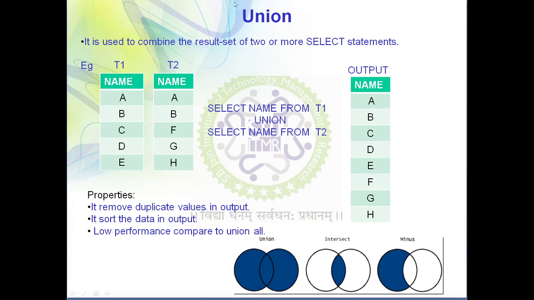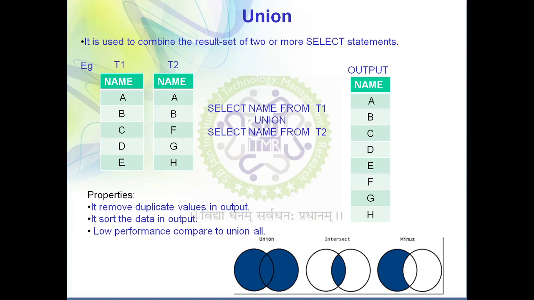So you need to understand the properties of the union operator. It removes the duplicate values from the output. So in this case A and B are not repeated. Second, it sorts the data in the output. Here you can see your data is sorted in a particular order, say in ascending order. That means union by default removes the duplicate values as well as sorts the data in ascending order, and it has low performance compared to union all, because in this case we need to discuss two set operators. One is the union set operator and the second one is union all. So there is a difference between union and union all.